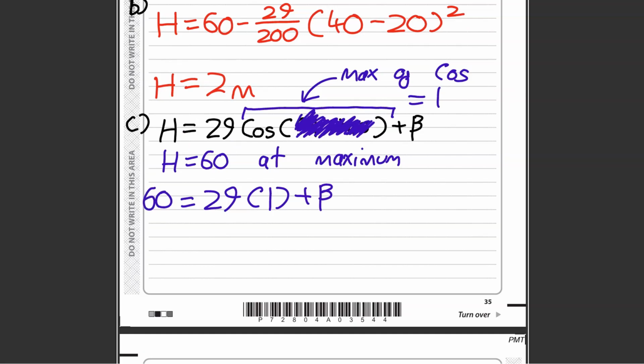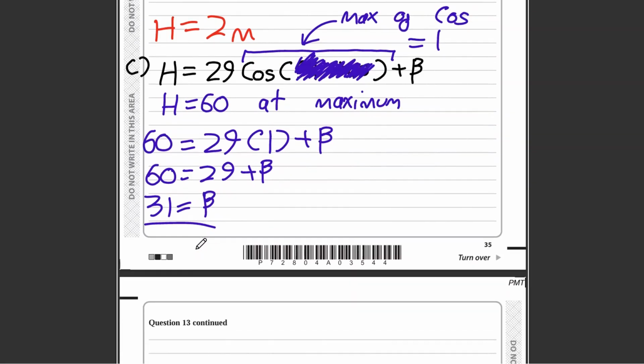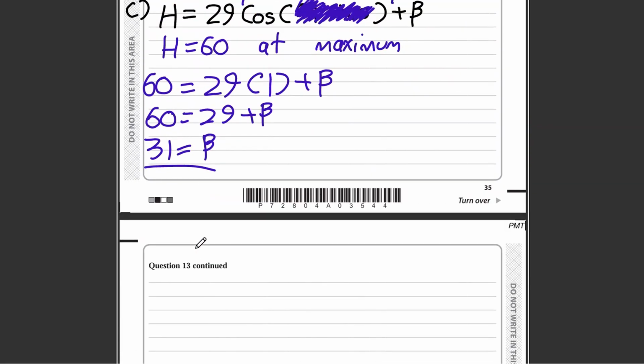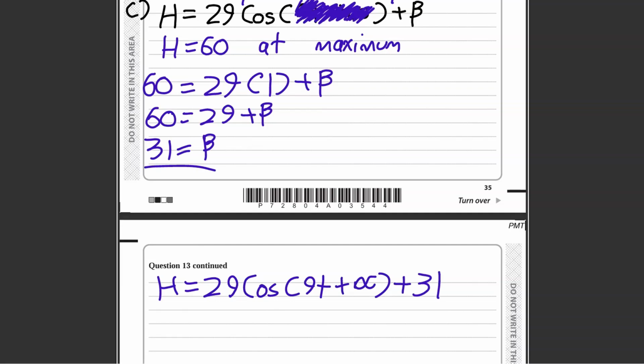So h is equal to 60 here, and therefore we can rearrange this in order to find beta. So this is going to be 60 is equal to 29 plus beta. Move the 29 to the other side, so we get that 31 is equal to beta. Okay, so this is the value of beta, so if we sub this in, it's going to be h is equal to 29 cos 9t plus alpha plus, and then instead of beta it's 31 like this here.